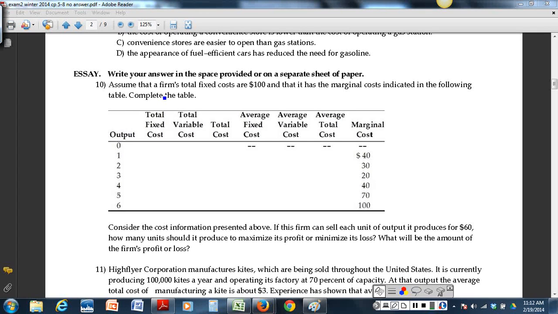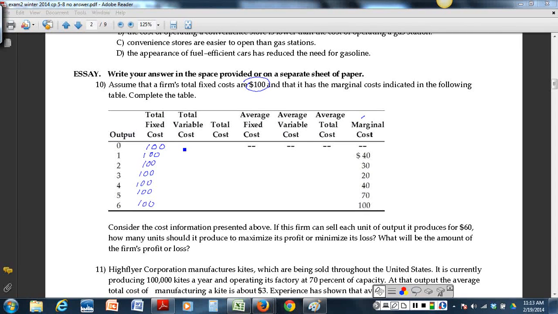Okay, here we're just simply saying the fixed cost is $100 for the problem, and then marginal cost is given, and you need to fill in all the rest of them. We know fixed cost stays fixed. Doesn't matter what your output rates are. So at 0 production it'll be $100. At 1 production it'll be $100. At 2 production it'll be 100. 3 it'll be 100. 4 it would be 100. 5 would be 100. 6 it would be 100.